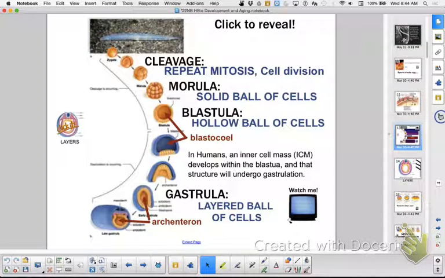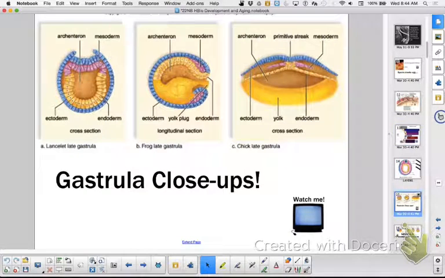This stage right here where you're a gastrula is highly dependent on how much yolk you have. The lancelet, that clear little fish that I was showing you from the beginning, has very little yolk. So they can do what's called morphogenesis, where you move around in order to form structures, super easy. Just like the red rubber playground ball, let the gas out, it folds in, and you have a layered ball of cells. An organism with an intermediate amount of yolk would be a frog.